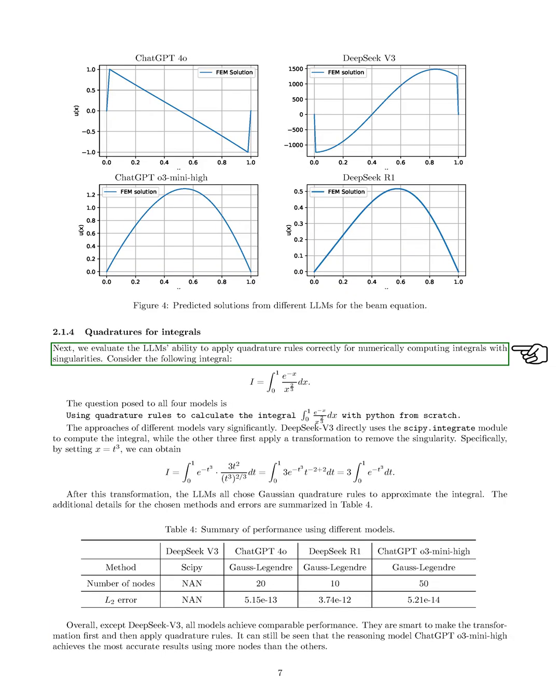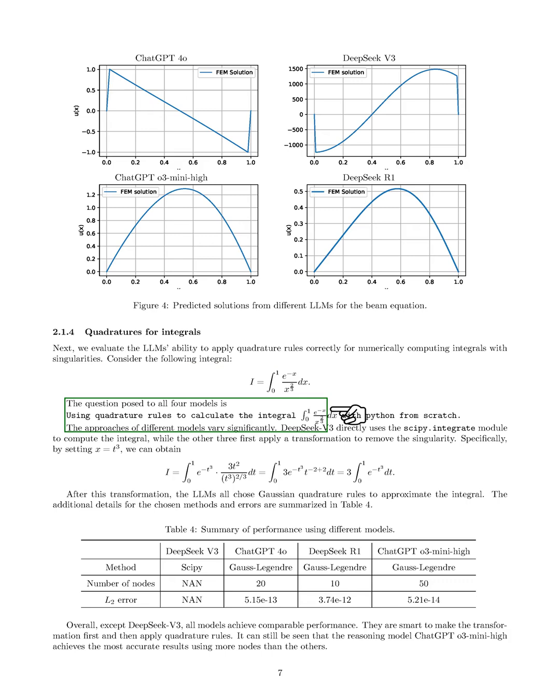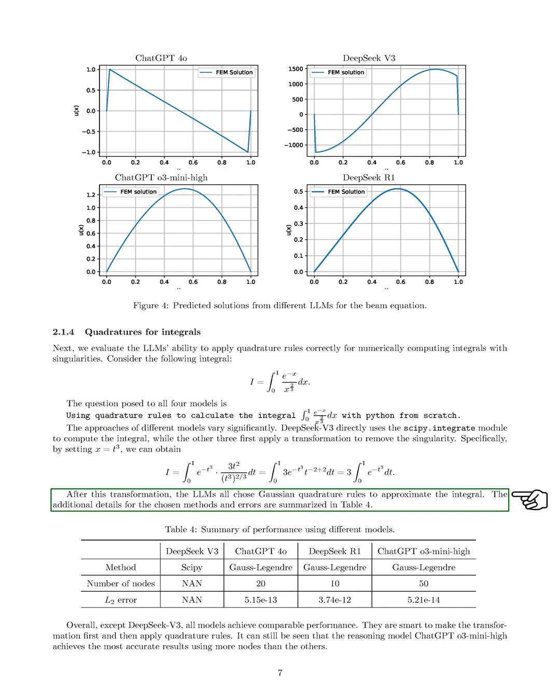Next, we assess the LLMs' capability to apply quadrature rules for computing integrals with singularities. We ask them to calculate a specific integral using quadrature rules in Python. The models adopt different strategies. DeepSeek v3 directly uses a library for integration, while the others transform the variable to eliminate the singularity before applying Gaussian quadrature rules. Overall, except for DeepSeek v3, the models perform similarly, with ChatGPT-o3 Mini-High achieving the most accurate results by using more nodes.